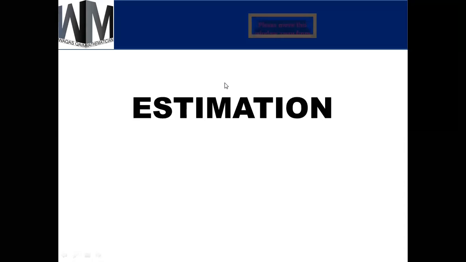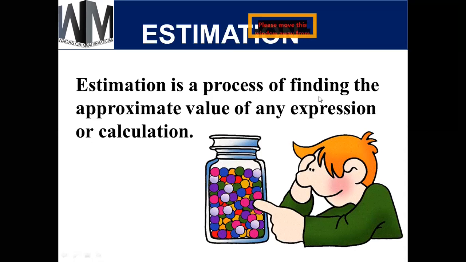Okay, that's right. So estimation is a process in which we do not find the accurate value. It is the process in which we find the approximate value of anything, or any calculation or any expression, right? So can anyone find the relation of the definition of estimation with the figure which is given here?